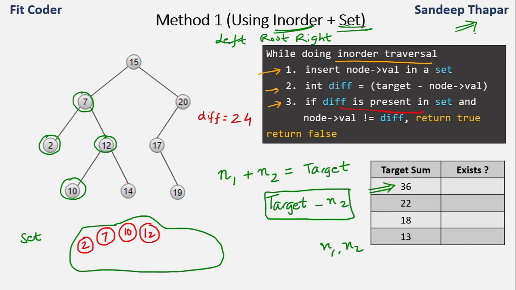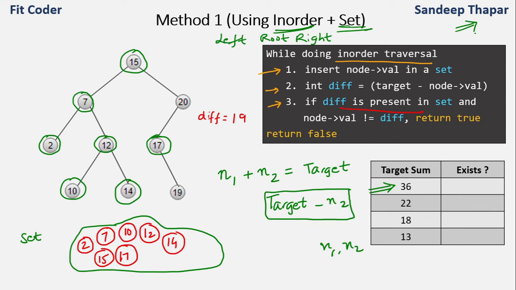So we continue the traversal and we come across node 14. We insert node 14 in the set and we compute the difference of 36 minus 14, which is 22. Now 22 is not present in the set. So the next node in the in-order traversal is 15. We insert node 15 in the set and we compute the difference, which is 21. So 21 is not present in the set. So we continue with the in-order traversal and we come across node 17 and we insert it in the set. So the difference of 36 minus 17 is 19. So 19 is not present in the set.